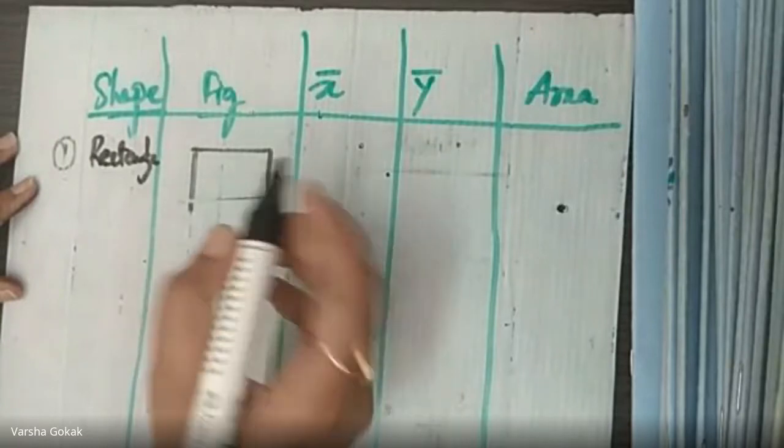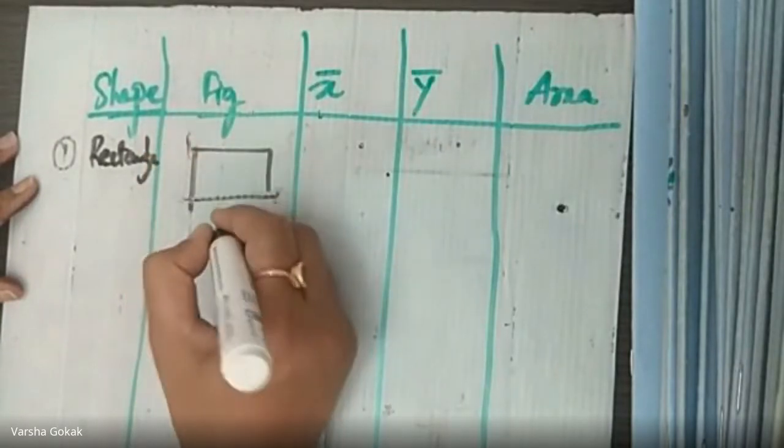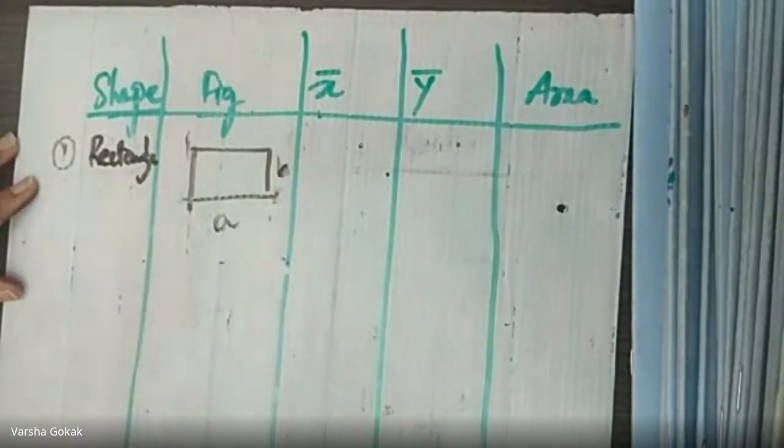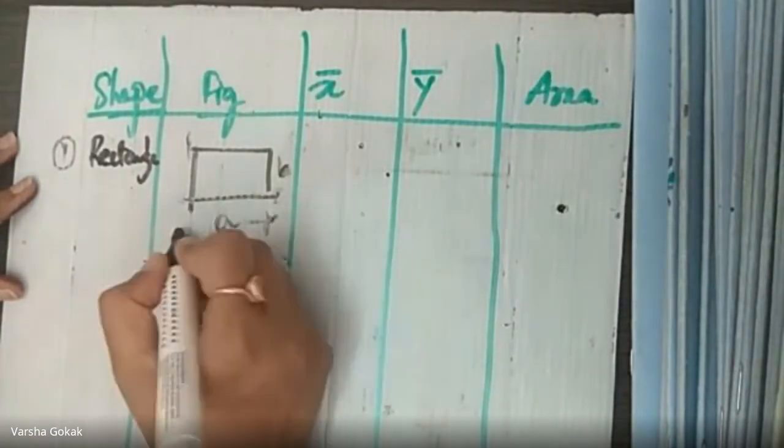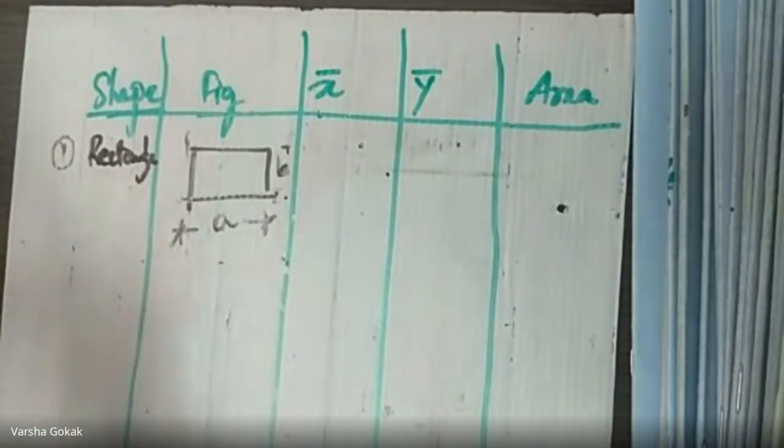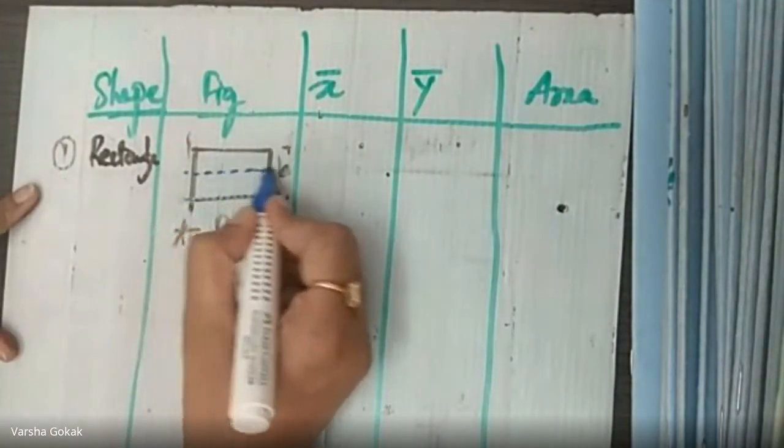Correct? You had this x-axis, you had the y-axis. Say this is A and this is going to be B. This distance is A and this distance is B. Okay. So where is the CG of the rectangle? At this point, at the center.